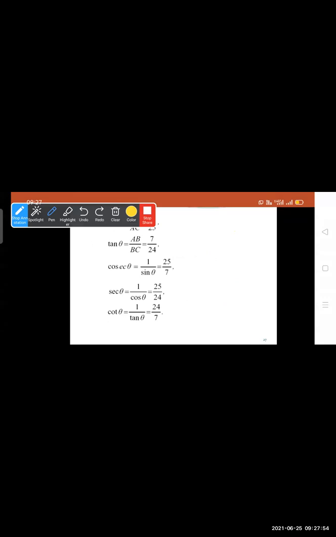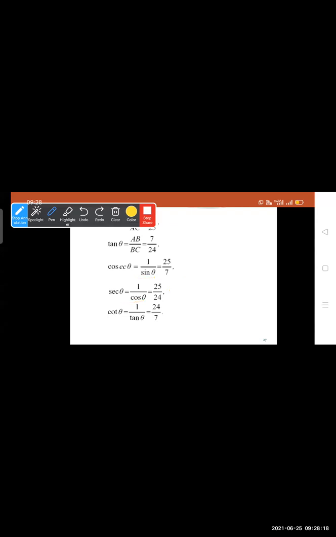Then take the reciprocal of all these three. Sine reciprocal is 25 by 7, cos reciprocal is 25 by 24, and cot reciprocal is 24 by 7. Okay. So in this way, you can find all trigonometric ratios. So remember only this technique.